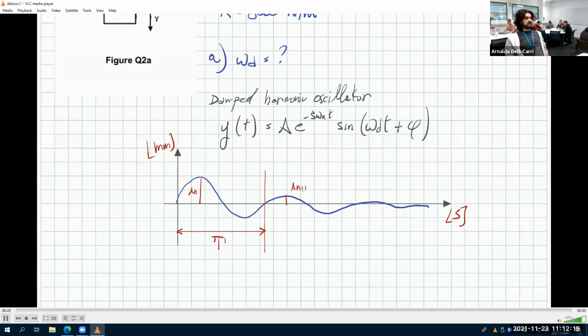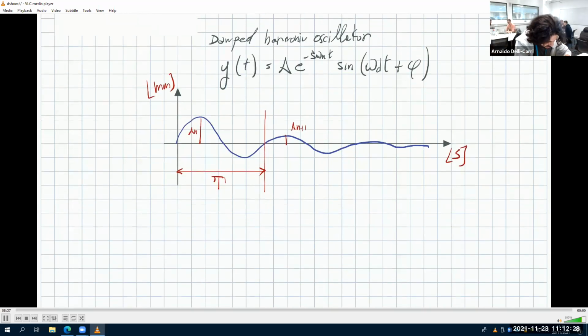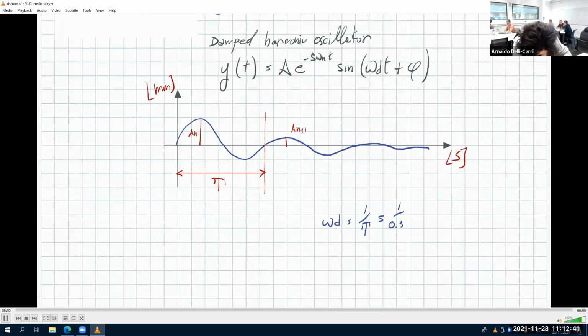Agreed? So that also means that this omega d is the inverse of the period. The frequency is the inverse of the period. So we can say very easily that omega d is 1 over T, in this case 1 over 0.315. And of course, the period is in seconds, so this answer will be in radians per second.